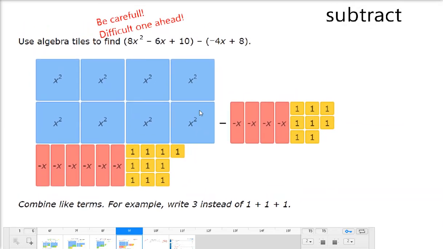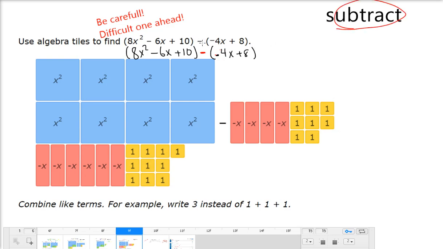All right, our last example that we're going to do is this more difficult one. Let's write this in your notebook first. You should write parentheses 8x squared minus 6x plus 10, and we're going to be subtracting. So minus, and go ahead and put another parentheses, negative 4x, we're just going to write it the same way it is, negative 4x plus 8.